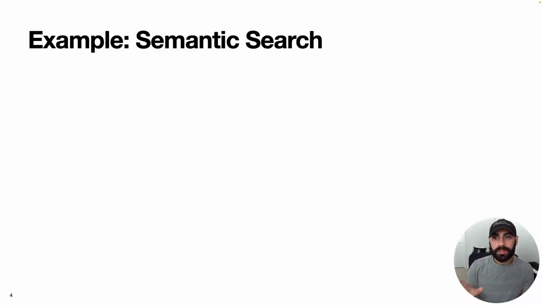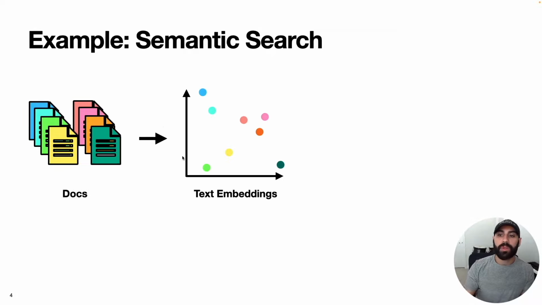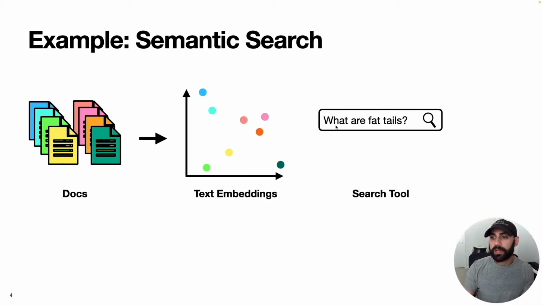But if you're not familiar with semantic search, the basic idea is that we start with a set of documents, and then we take these documents and we generate numerical representations of them, which we call text embeddings. Then what we can do is develop a search tool where a user can type in a query, we can generate a numerical representation of this query, and then we can evaluate which documents are closest to the user's query and return them as search results.